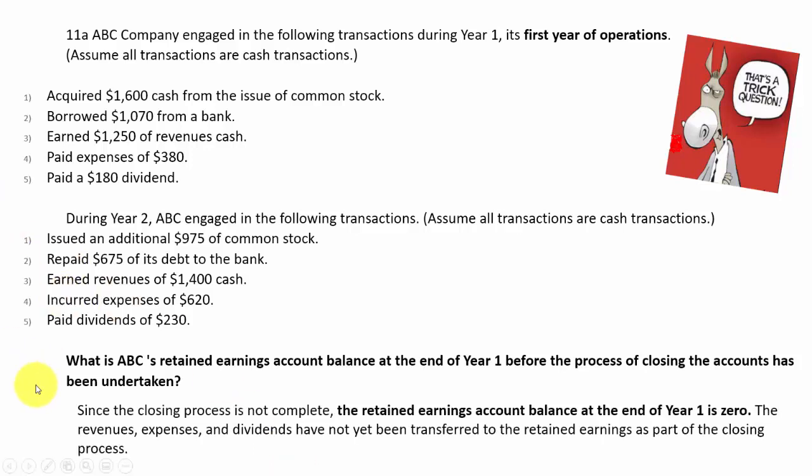Since the closing process has not been completed, that is, we haven't done anything to close the books, the retained earnings account balance at the end of the first year is always going to be zero. When you first start a business, retained earnings is zero until you start adding income into it. So if you haven't closed the books, the ABC retained earnings balance at the end of year one before the processing closing accounts has been undertaken, it's zero.